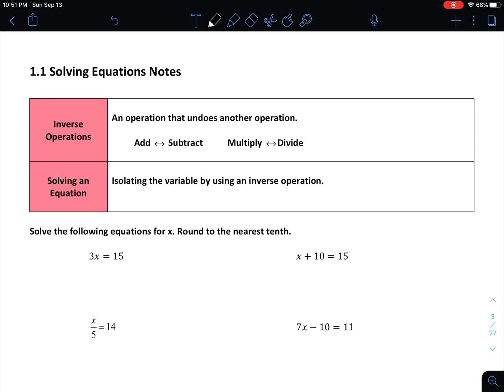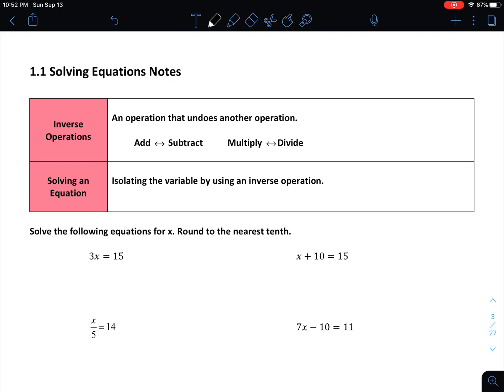All right, so in this section of the notes, we're going to be learning all about solving equations. We're going to do that by using inverse operations. As a reminder, inverse operations are any operation that undoes another operation. For example, addition undoes subtraction and vice versa. Multiplication undoes division and vice versa.